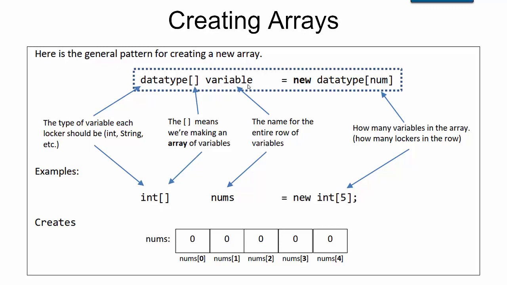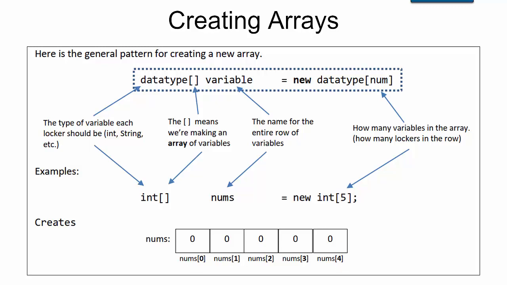Then you have the variable name. That's declaring it. If you also want to initialize it, you'd have an equal sign, say new the data type, and then how many variables. So for example, int bracket nums equals new int 5 means we're creating an array whose length is 5 to store ints. And the indexes always start at 0. So if you have something whose total length is 5, the last index is going to be 4. It's always one less than the total number because you're starting your counting at 0.